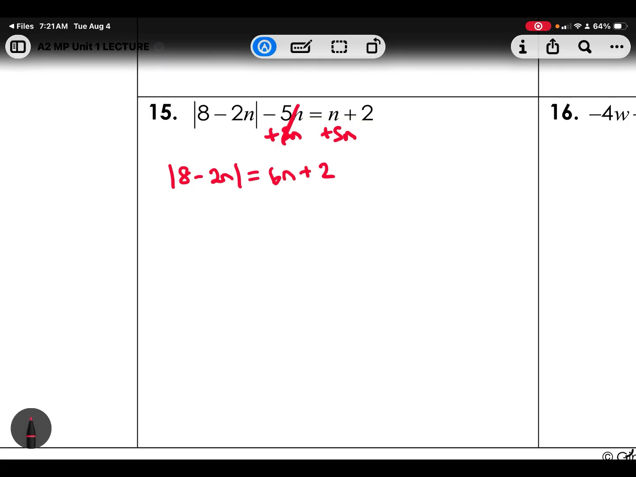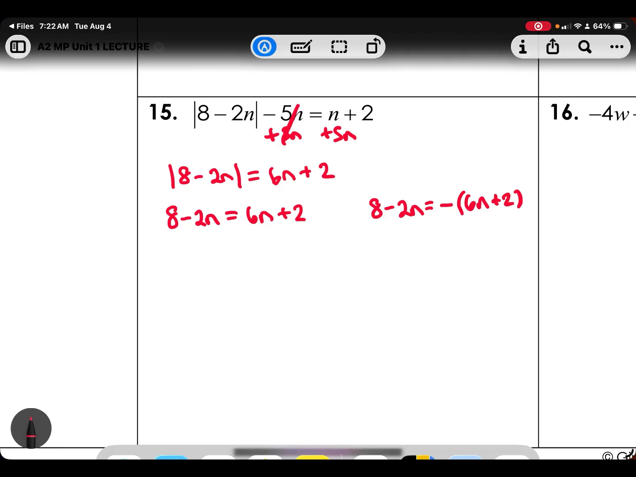Now I can set up my two cases. I have 8 minus 2n will equal 6n plus 2. Or I'll have 8 minus 2n equals, and I have to do a negative version of this. So that's going to be negative 6n plus 2. Okay, so make sure that's a negative, not just in front of the 6n, it has to be in front of the whole thing.